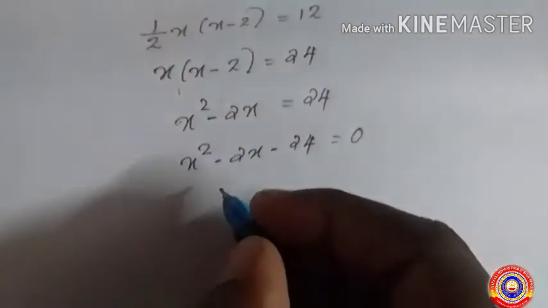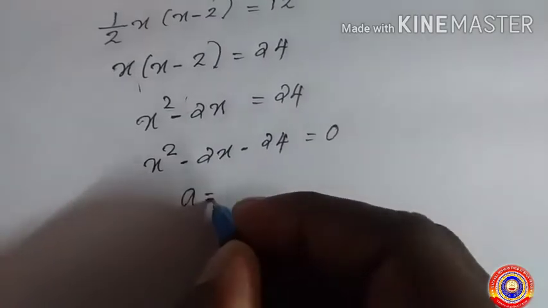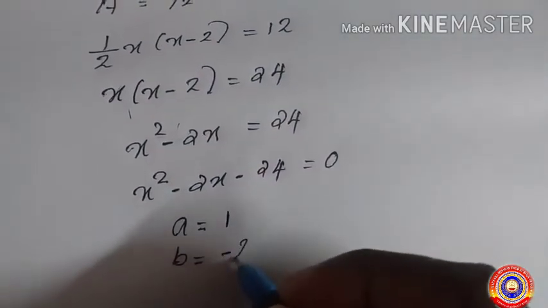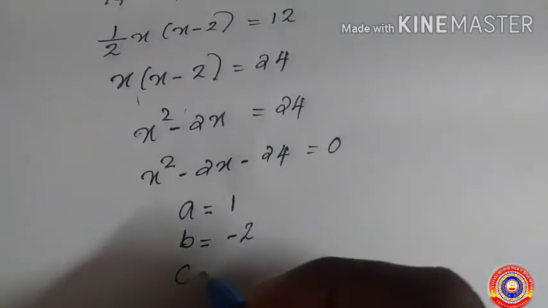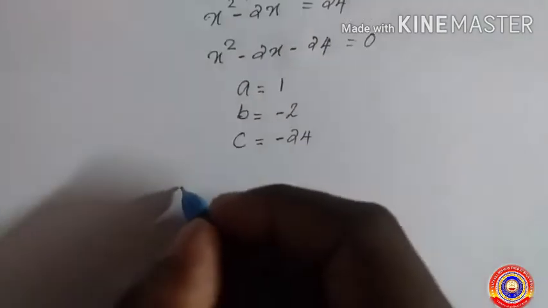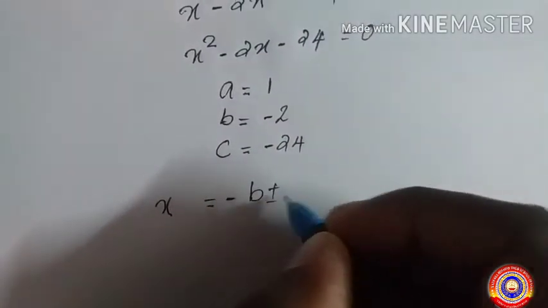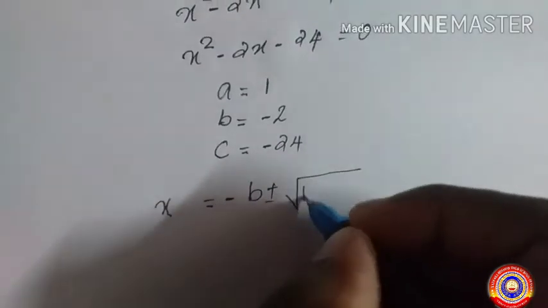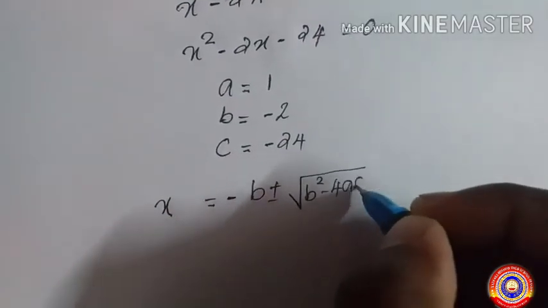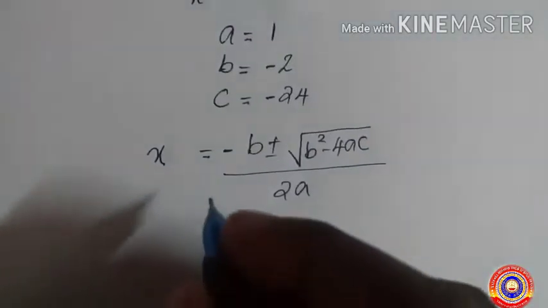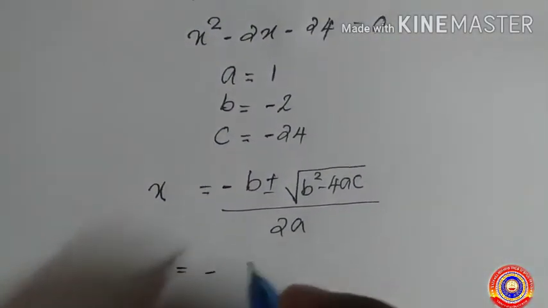Okay. Next, what is a? It is the coefficient of x square, equal to 1. b is the coefficient of x and it is equal to minus 2. c is the constant term and it is equal to minus 24. x equal to minus b plus or minus root of b square minus 4ac by 2a. Okay, next we have to put the values.